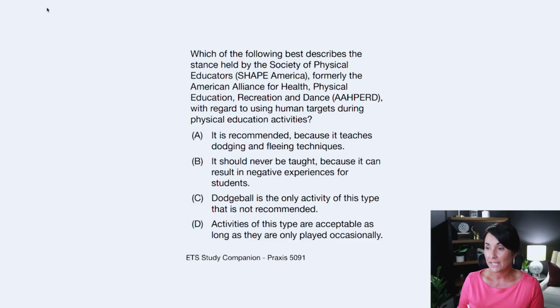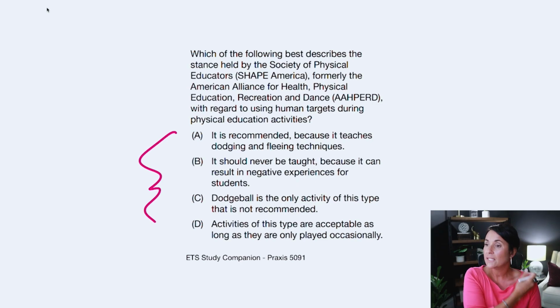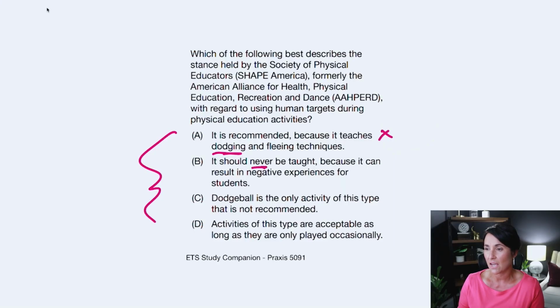All right, and our final question here, let's take a look at the answer choices. A, it is recommended because it teaches dodging and fleeing techniques. Okay, dodging sounds like dodgeball. I'm gonna flag it. I don't like it. Dodgeball's bad. B, it should never be taught because it can result in negative experiences for students. All right, the term never is strong language. I don't know about this one either. C, dodgeball is the only activity of this type that is not recommended. Only is strong words too. Oh, this is a weird question. D, activities of this type are acceptable as long as they are only played occasionally. That doesn't sound good. D sounds like you're skirting something.